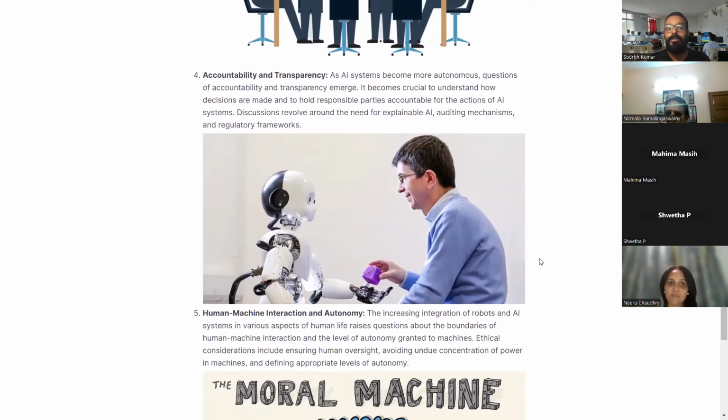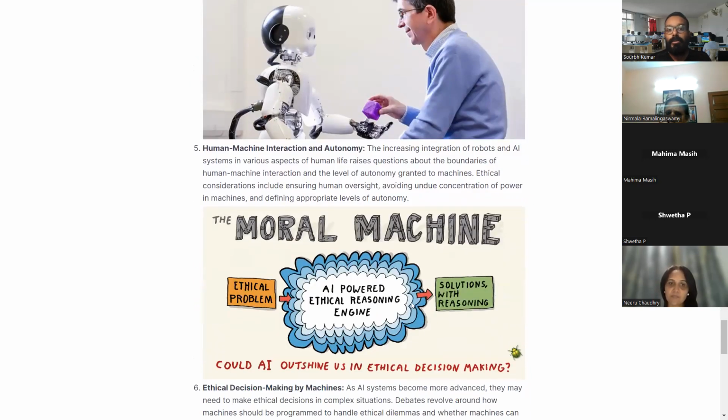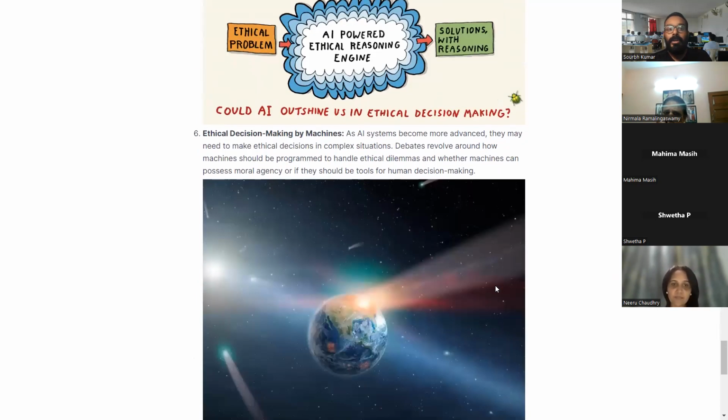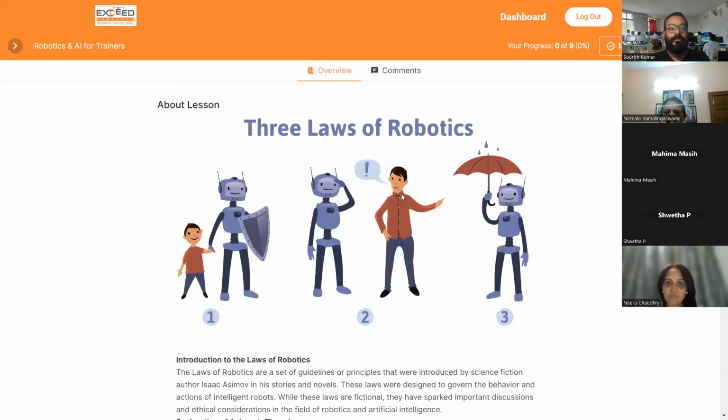Accountability and transparency are much more important. Human-machine interaction and autonomy are important. The moral machine, the ethical problem, AI-powered ethical reasoning engines, and solutions with reasoning. So these are the basic terms we use in our robotic systems.